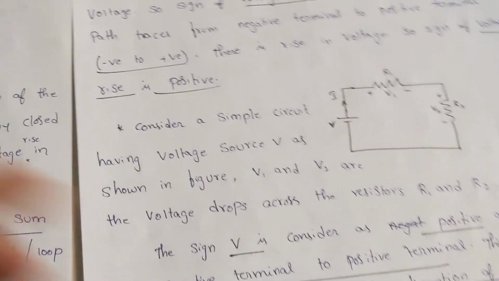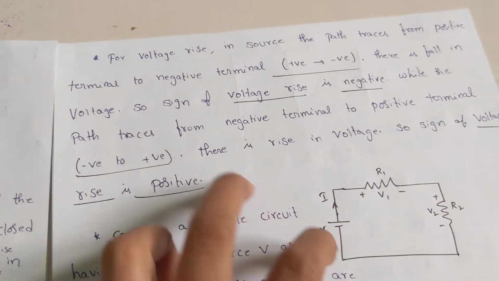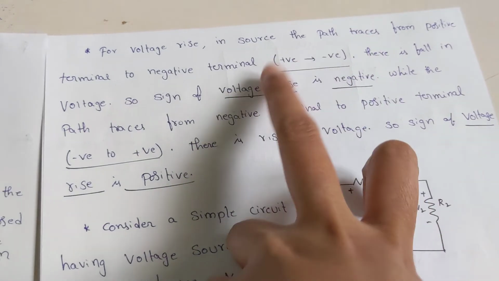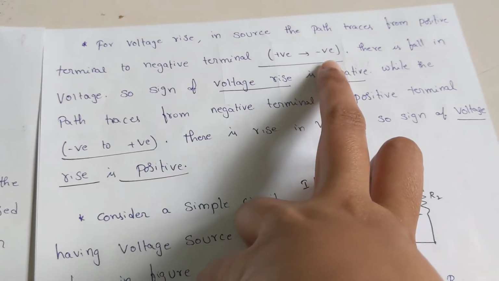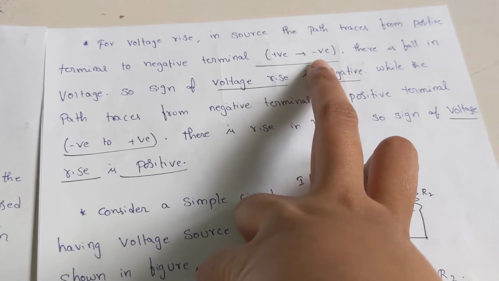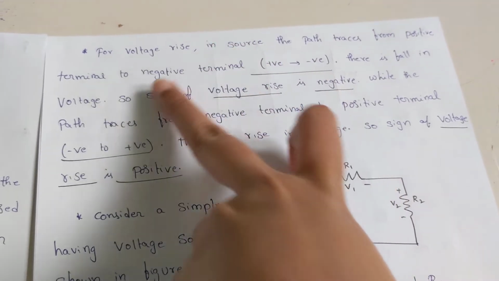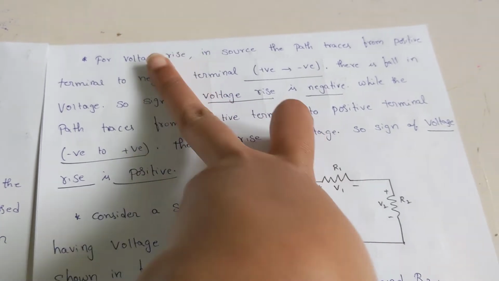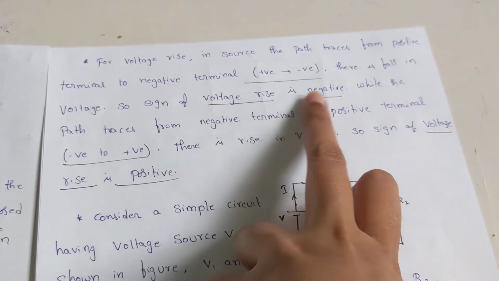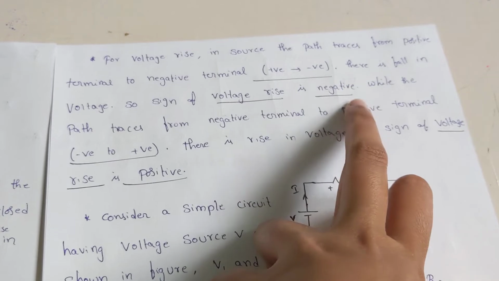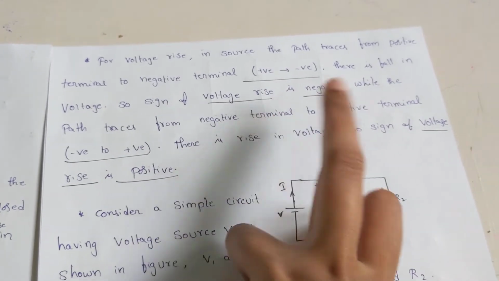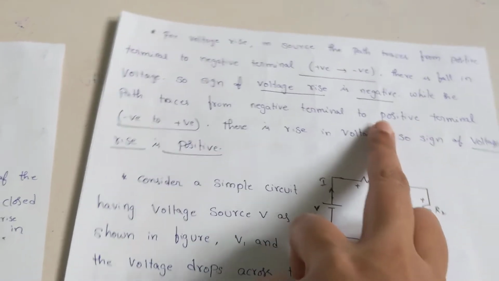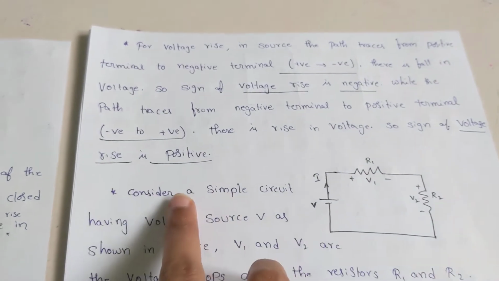Similarly for voltage rises. If the path traces from positive to negative, we consider it a fall of the voltage, so the sign is negative. Similarly, if it travels from negative to positive, we consider it a rise in voltage, and the sign will be positive.